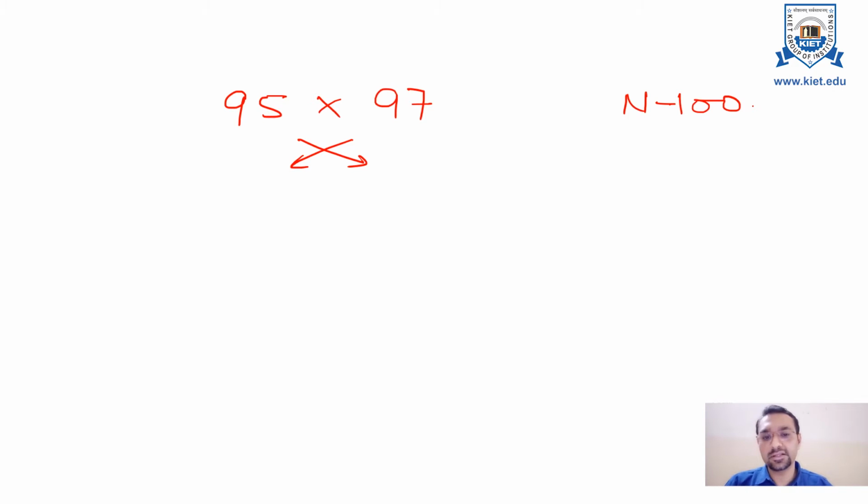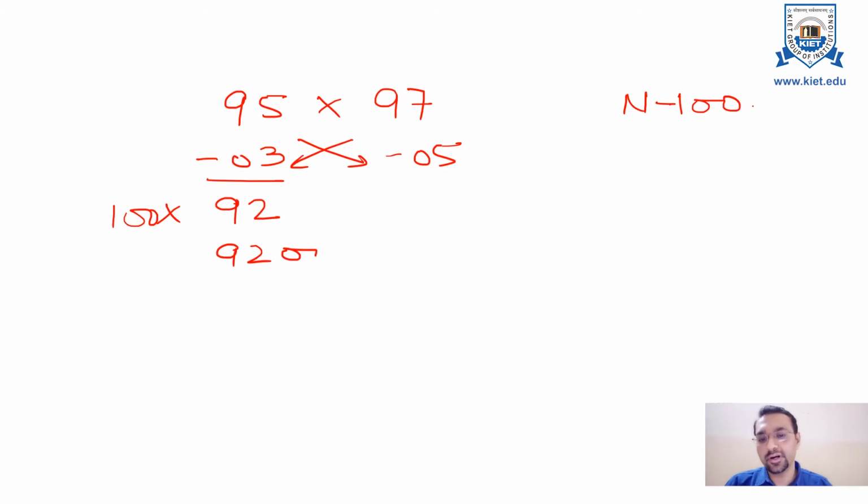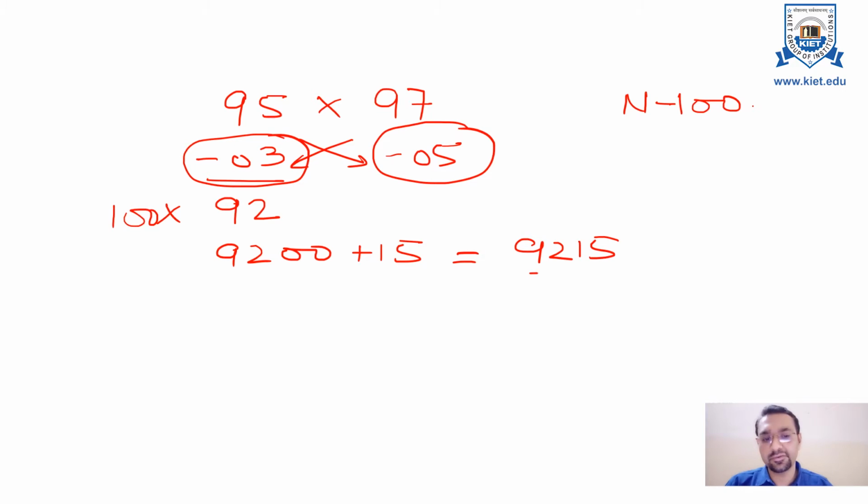So 95 minus 100 will give you minus 5. 97 minus 100 will give you minus 3. So add these two numbers, either add these two or add these two, and you will get 92. Thereafter you have to multiply this number by 100 or simply add two zeros. So you will get 9200. Now take the product of these two numbers, minus 3 and minus 5. So the product comes to be 15. Add the 15, so this has to come to 9215. Okay, so this will be your answer.